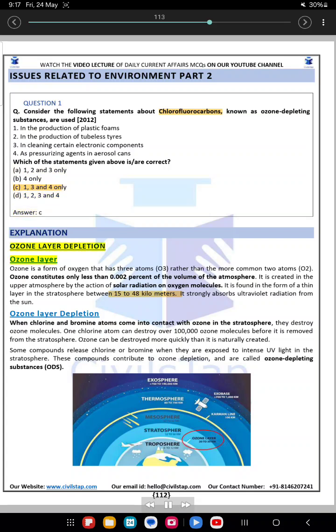Explanation. Ozone layer depletion. Ozone layer. Ozone is a form of oxygen that has 3 atoms, O3, rather than the more common 2 atoms, O2. Ozone constitutes only less than 0.002% of the volume of the atmosphere. It is created in the upper atmosphere by the action of solar radiation on oxygen molecules. It is found in the form of a thin layer in the stratosphere between 15 to 48 kilometers. It strongly absorbs ultraviolet radiation from the sun.